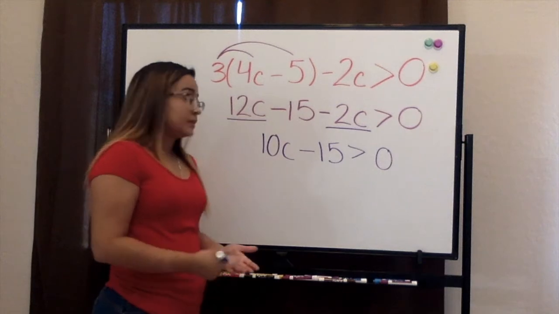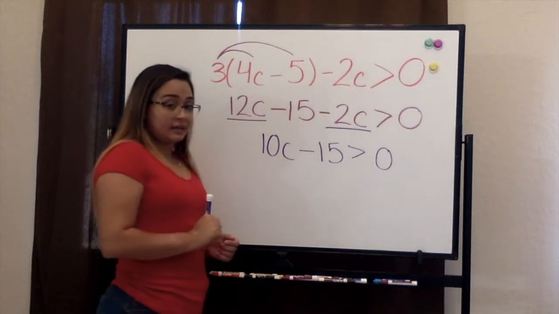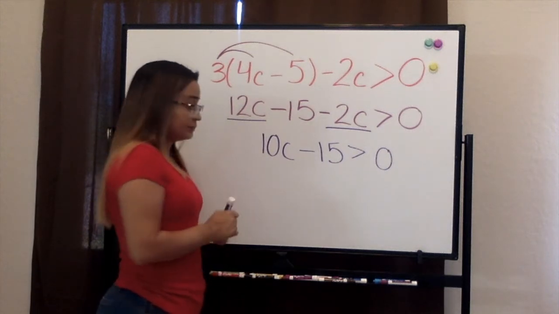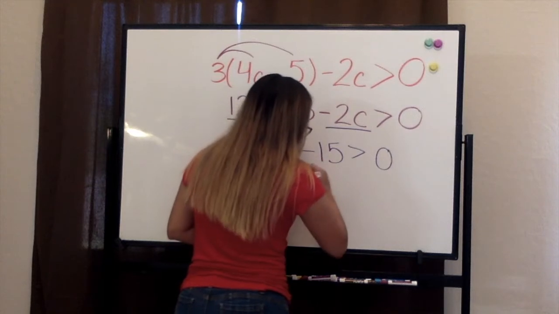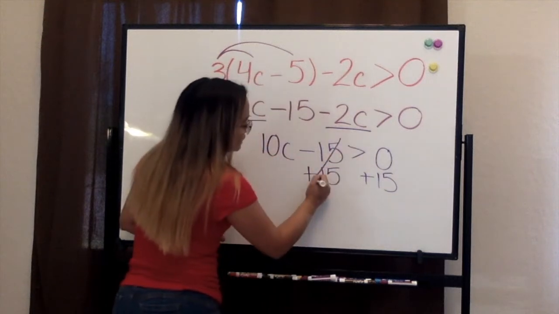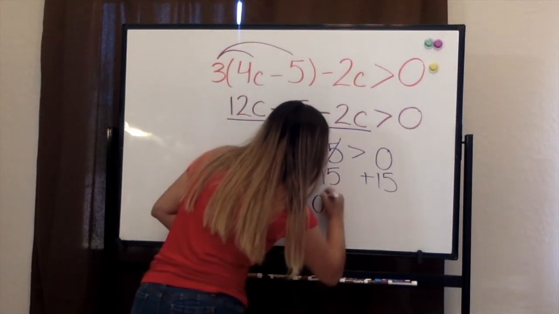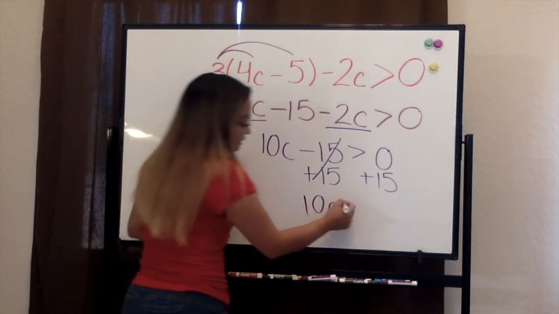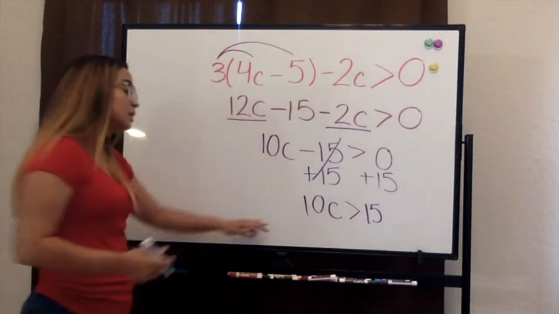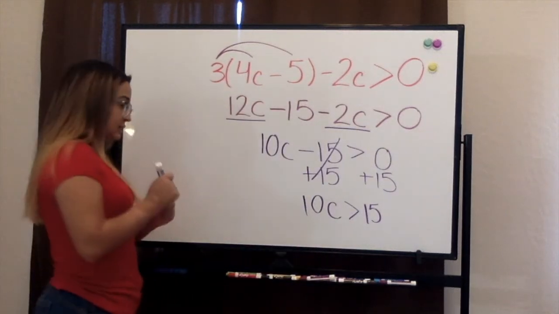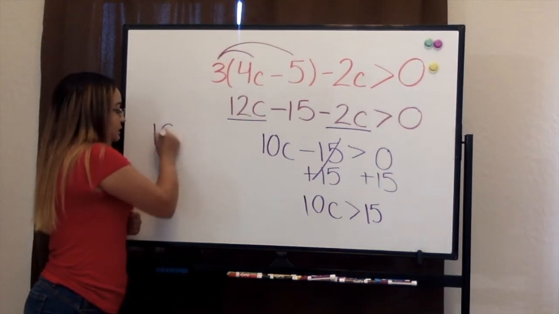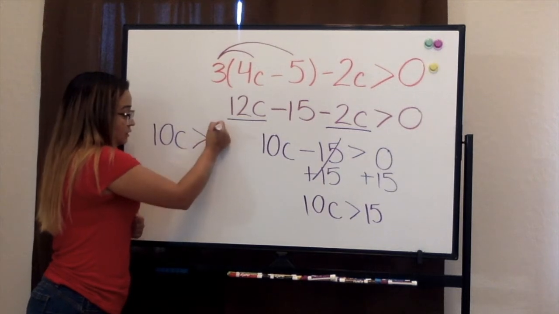Our next step is going to be to add 15 to both sides of our inequality. Okay? On this side, it cancels out. We are left with 10c is greater than 15. Now here, we know what to do next. Let's move on this side of the board. 10c is greater than 15.